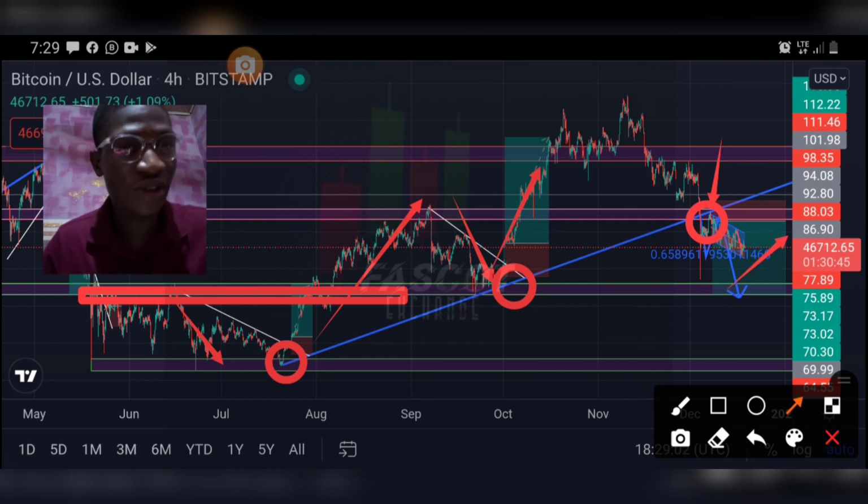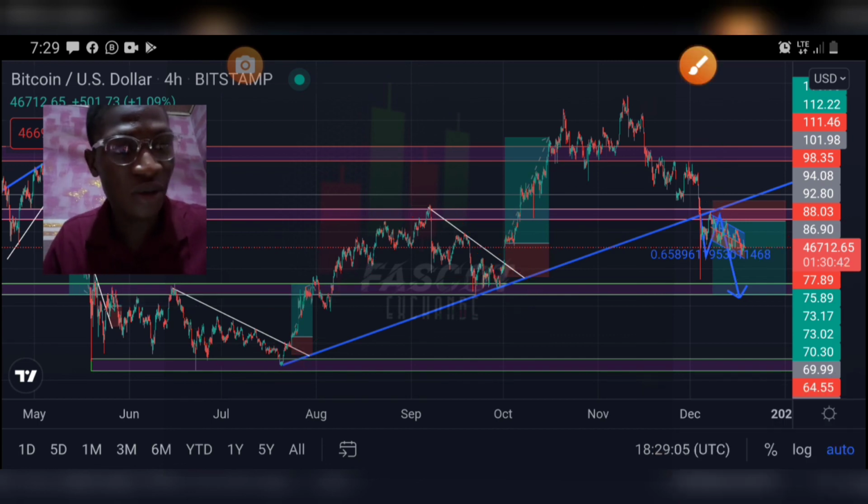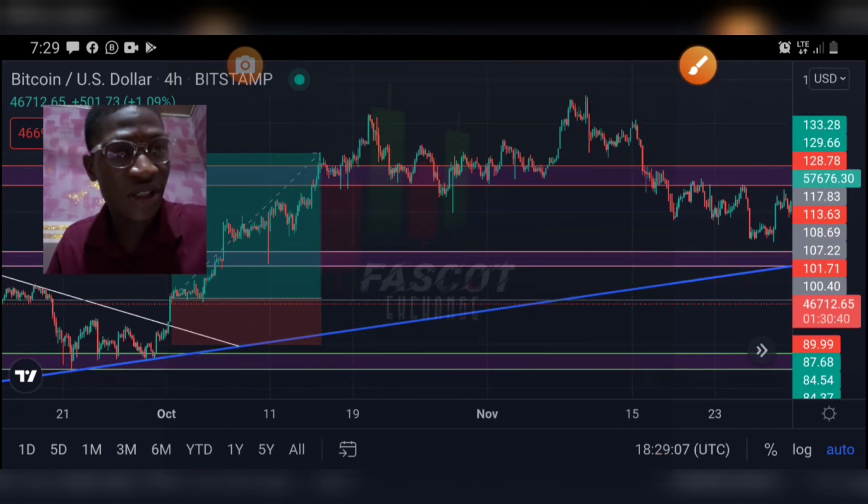Guys, watch this zone very well. Watch this zone very well. This zone, they are very sensitive zones.